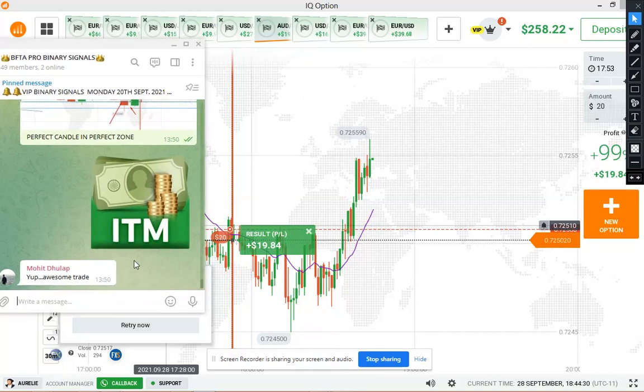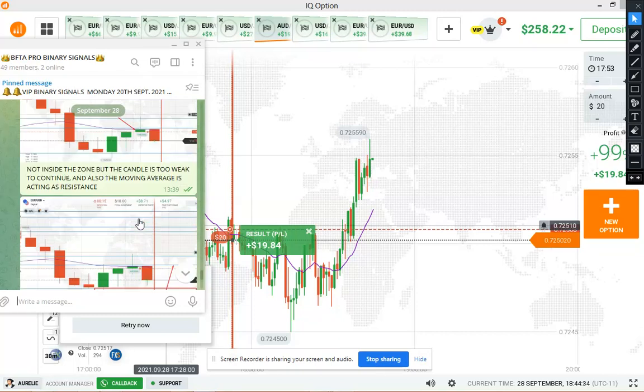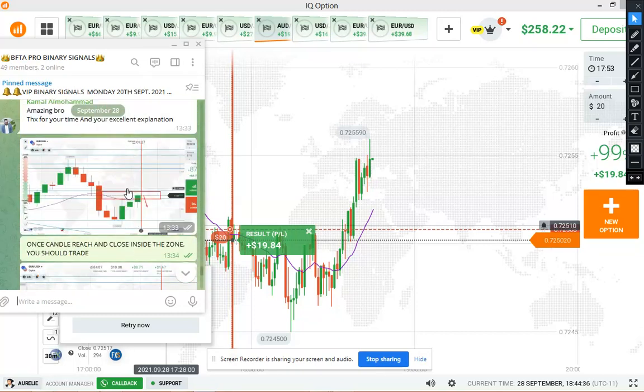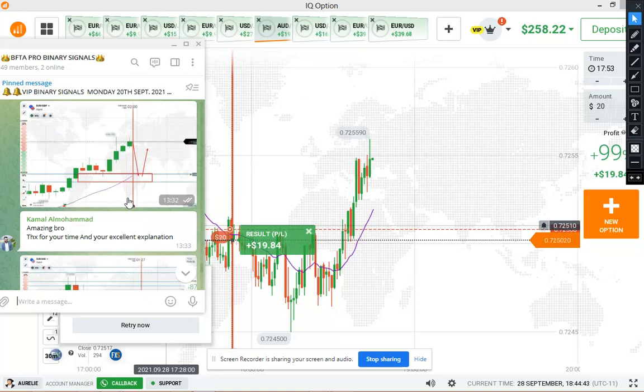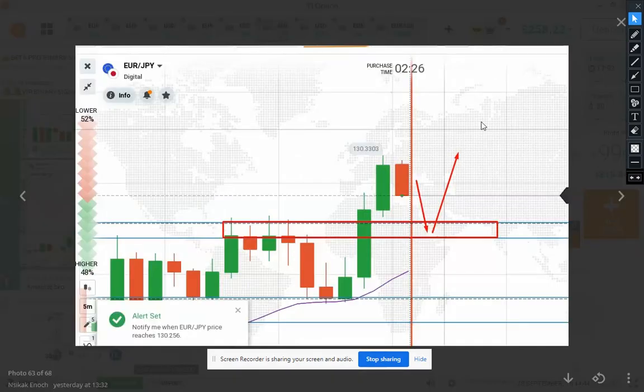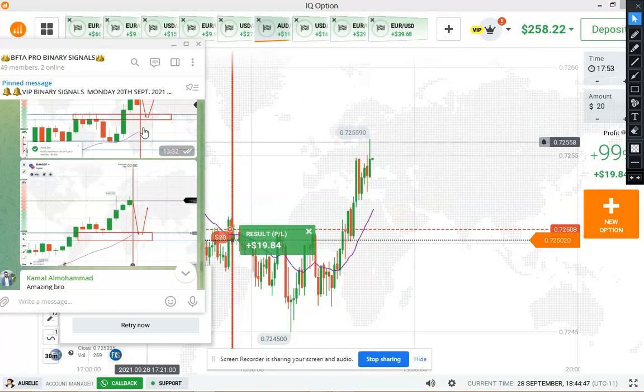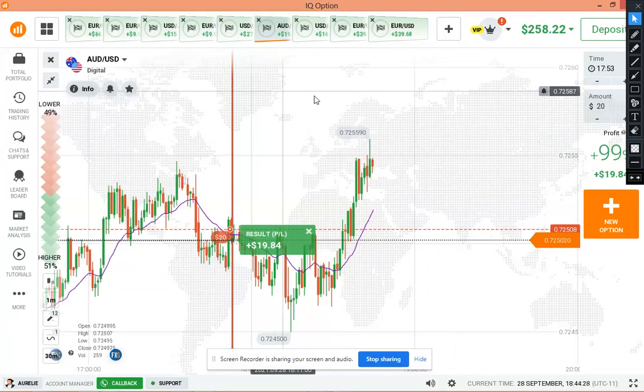So we stopped there. Some other trades might also have triggered the zone, but I wasn't available and I didn't check that. So maybe they have triggered the zone. Okay, so that is that.